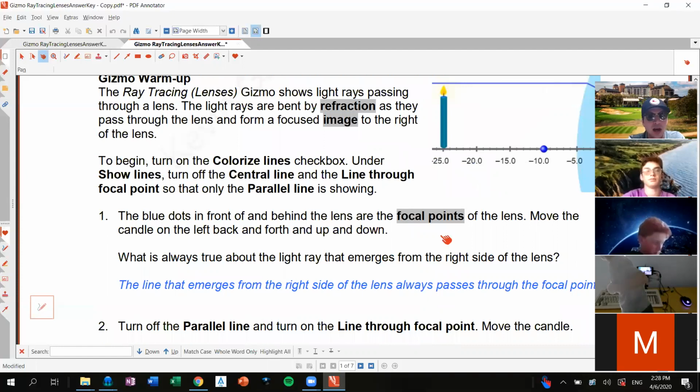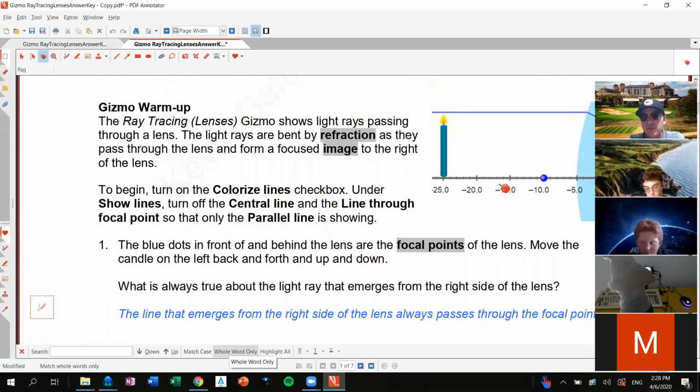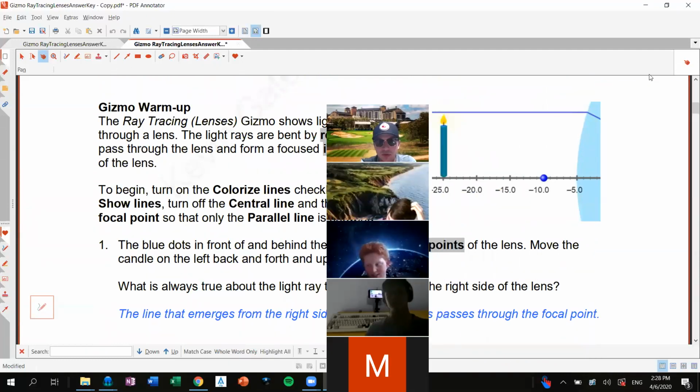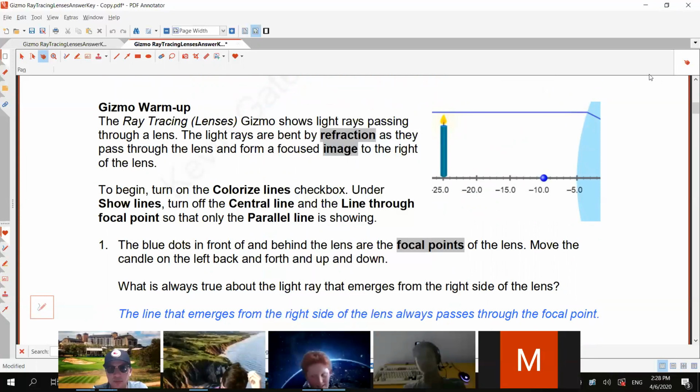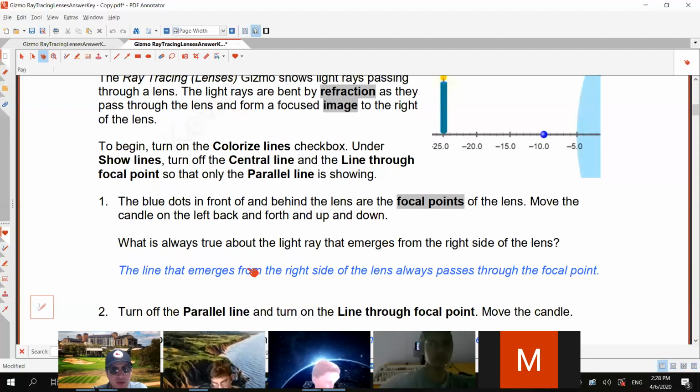and that's why it can be useful for starting a fire. The Gizmo warm-up questions ask you to get used to the Gizmo and be able to make use of the moving virtual and real focal point, as well as moving the candle around the screen. So they ask you to colorize the lines and focus in only on the parallel line so that the central line and line through focal point were turned off.